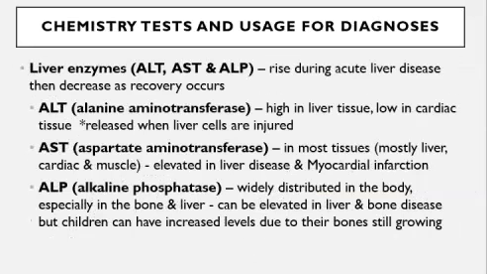We talked about the liver panel can include the liver enzymes, but let's talk about the liver enzymes a little bit more in detail. Okay, liver enzymes can rise during acute liver disease, and then they can decrease during recovery of disease. First up is ALT. This is an enzyme that will be released when there is liver cell injury. It's alanine aminotransferase. The next enzyme is AST, aspartate aminotransferase.